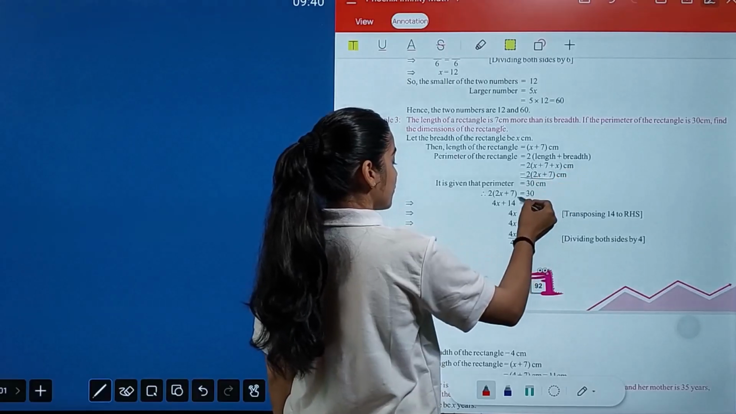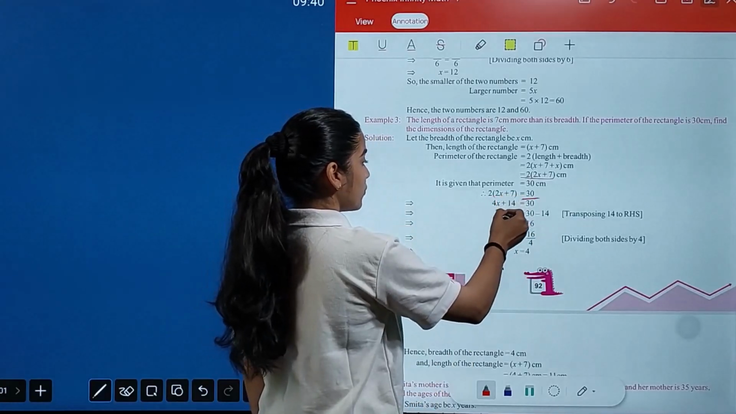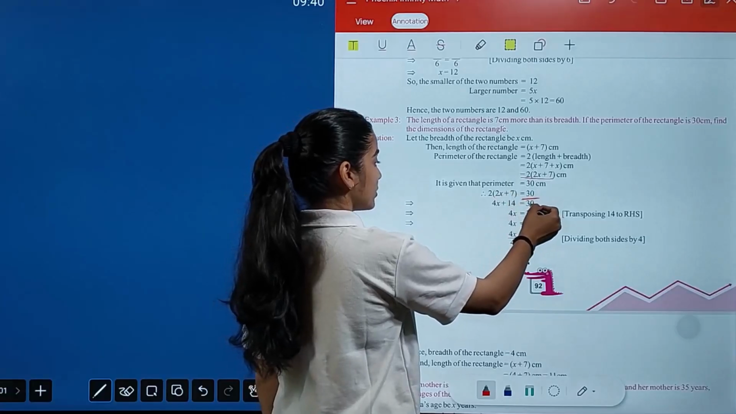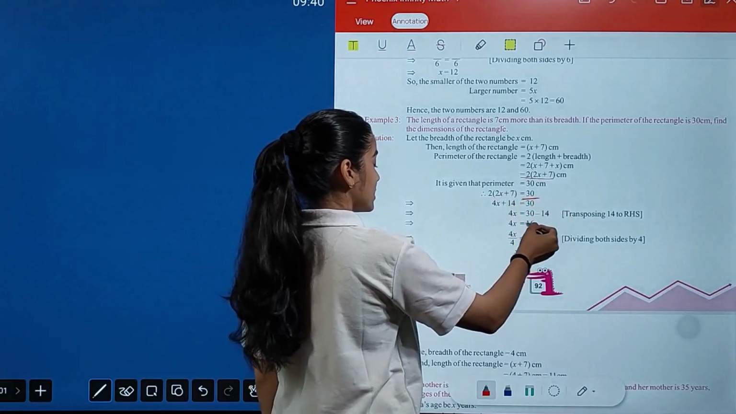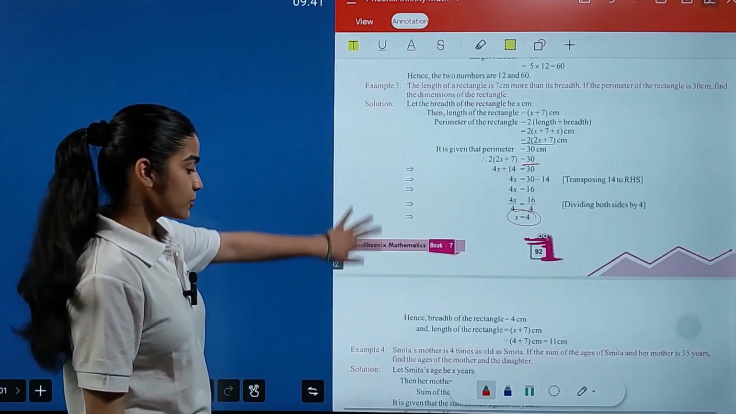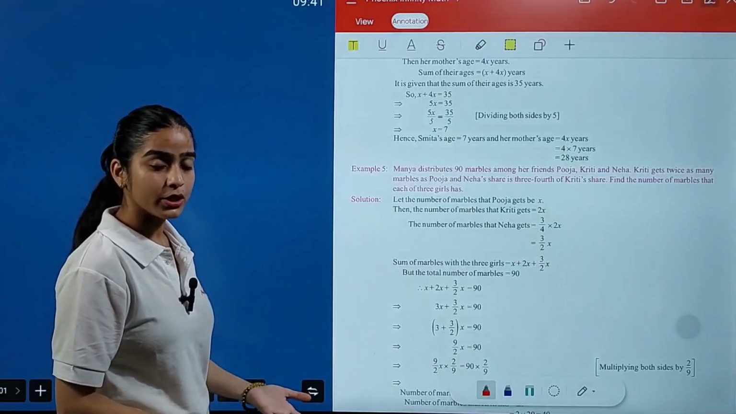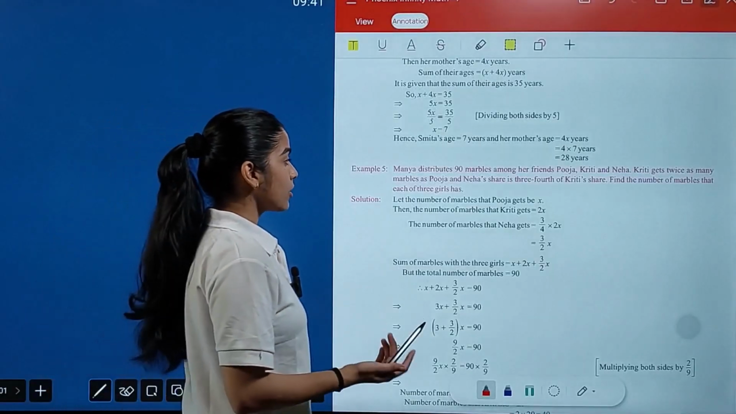Now you have to put your perimeter, which is 30. 2 multiplied by 2x is 4x, 2 multiplied by 7 is 14, equal to 30. 30 minus 14 is 16, 16 divided by 4, so your x value is equal to 4. I hope, students, this is clear to you. You just have to read out the statements, convert them into linear equations and solve accordingly.